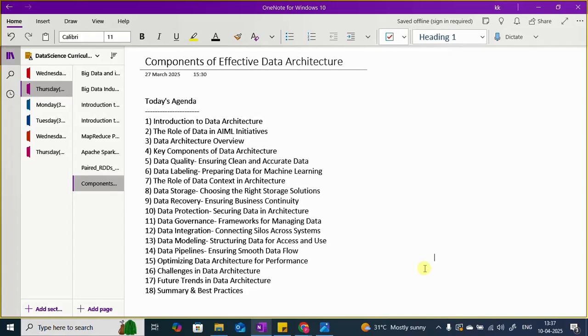Then we'll talk about optimizing data architecture for performance, challenges in data architecture, future trends in data architecture, then a summary and best practices. Clear? So these are the things we'll discuss as part of today's agenda. Let's start with the first one, that is introduction to data architecture.